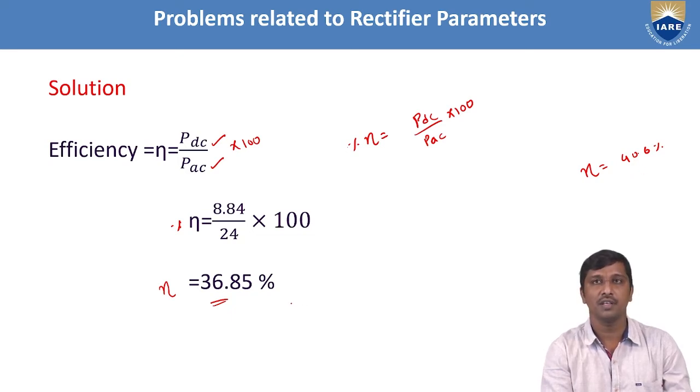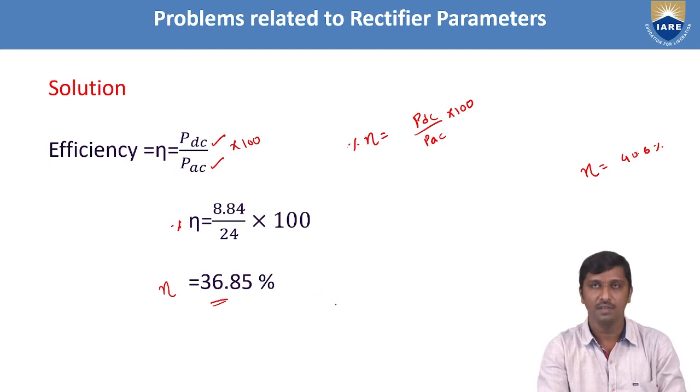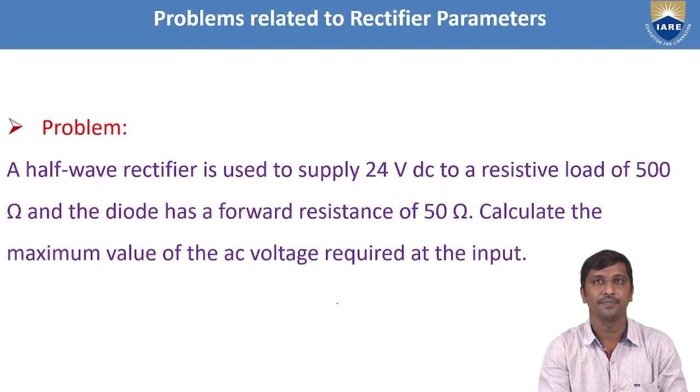So up to this point, we observed with respect to your half-wave rectifier, your peak current and DC current, AC current, DC output power, AC input power and efficiency of your rectifier here. Now we'll see the other problem.